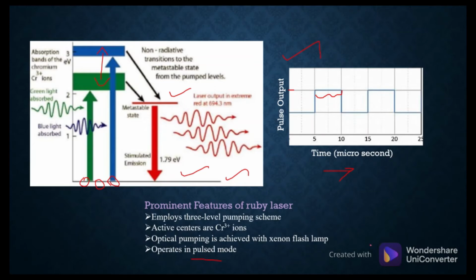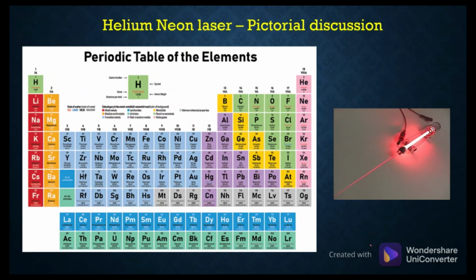So we have seen what a ruby laser is, how it is made, how it is fabricated, and how it is operated. I have explained to you the energy level diagram of the ruby laser. Now with this understanding, we will go to the next laser, which is the helium neon laser.